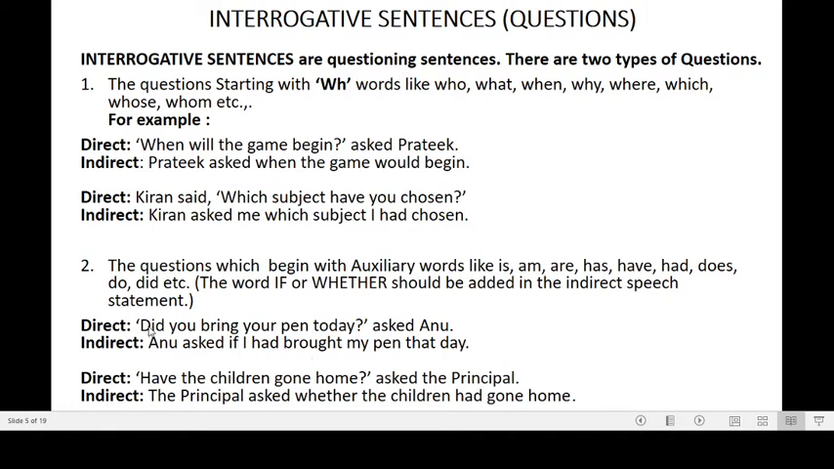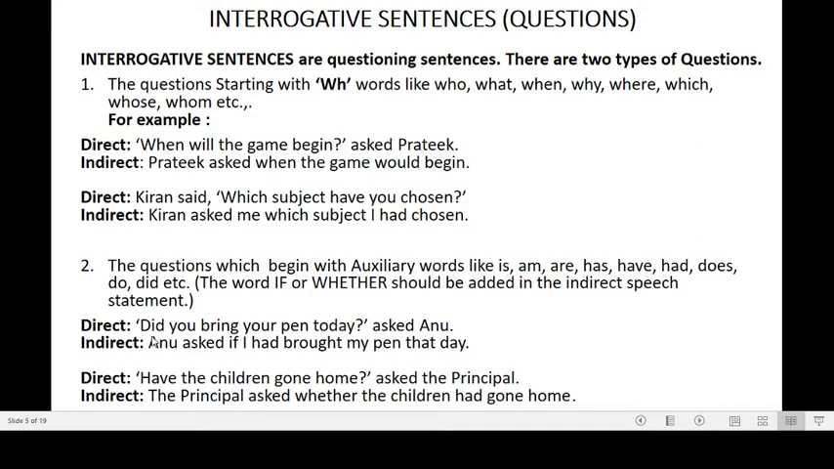After looking at the sentence, first you will understand the type of sentence. If it is an interrogative sentence, you have to see whether it is a WH question or a yes or no question. If it is a WH question, there is no need for you to add if or whether. But if the question is a yes or no question, or if the question begins with any of these helping verbs, then you have to add if or whether to this indirect speech.